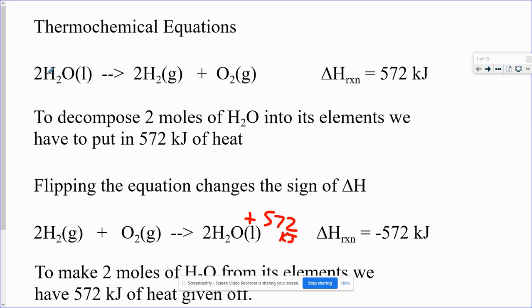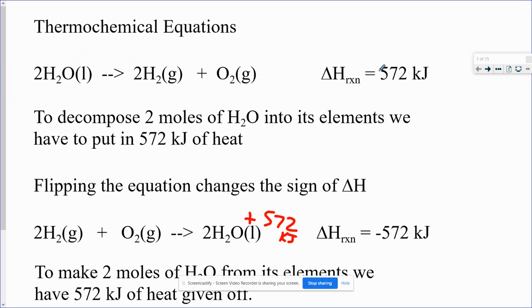we have an example here of 2 moles of water being decomposed into 2 moles of hydrogen gas and 1 mole of oxygen gas. Now, it's called a thermochemical equation because it has heat in the equation. So the heat of this reaction is 572 kilojoules. It's positive, so that means that heat has to be put in. So to decompose 2 moles of water into its elements, we're putting in 572 kilojoules.